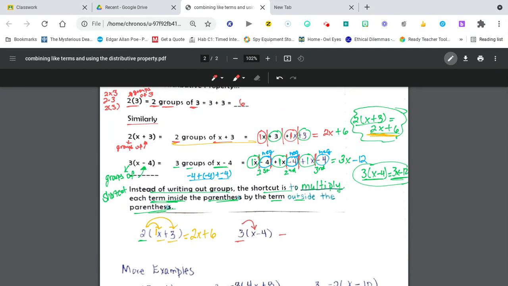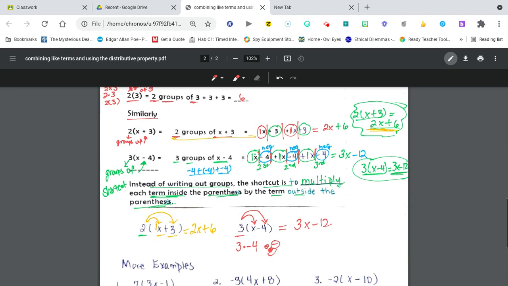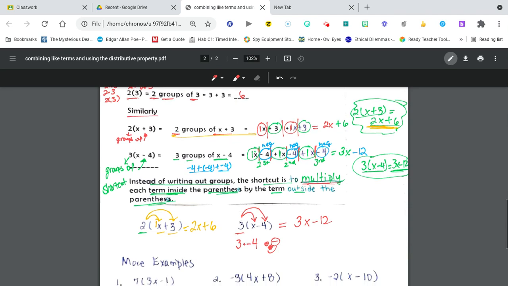3 times x is 3x. And 3 times negative 4. And I read this as 3 times negative 4. You can use a smiley face. A positive times a negative is a negative. Leaves me at negative 12. Because on multiplication, you use a smiley face, okay?